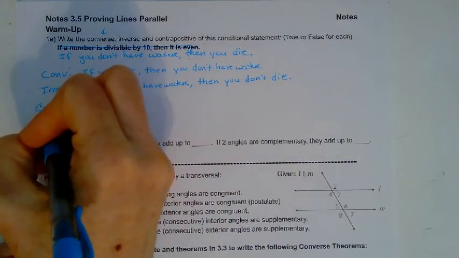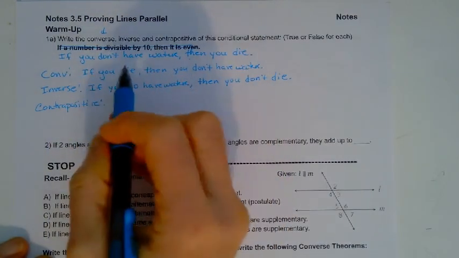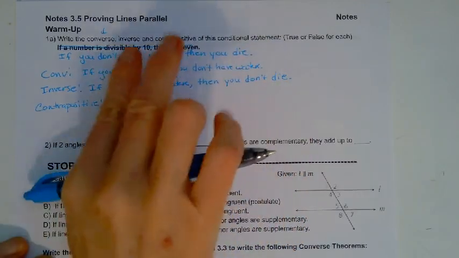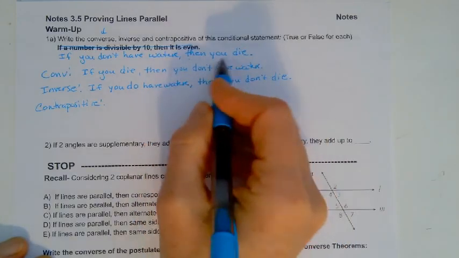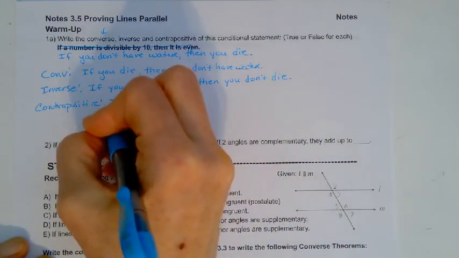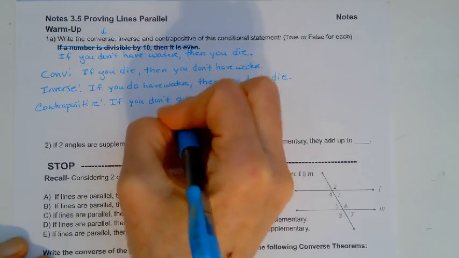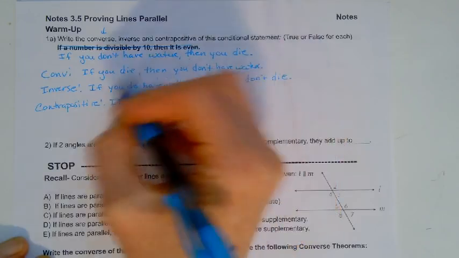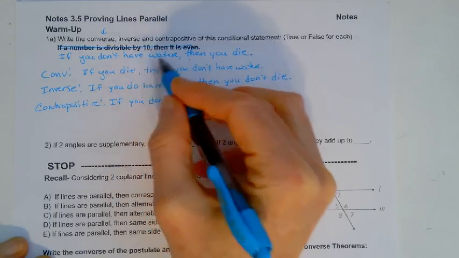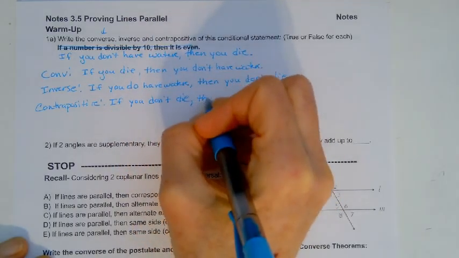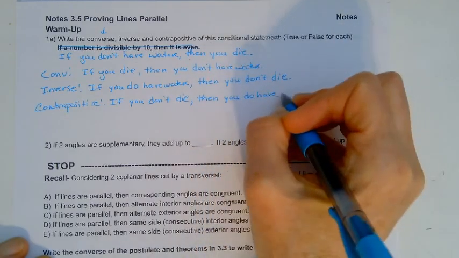Okay, now the contrapositive, if you remember, is when you flip the hypothesis and the conclusion. You flip these two statements and you negate them. So we're going to put this first, then you die. We're going to say if you don't die, because not only are we putting this first, we have to negate it. So we negate it, then you don't have water. The negation of that is then you do have water.